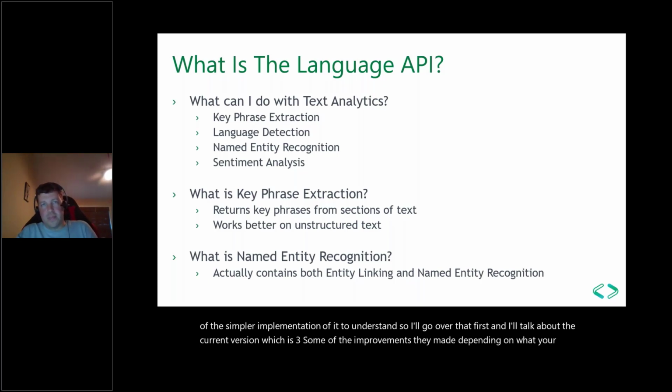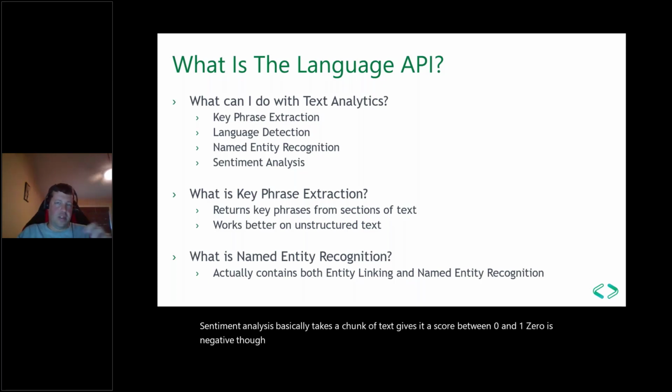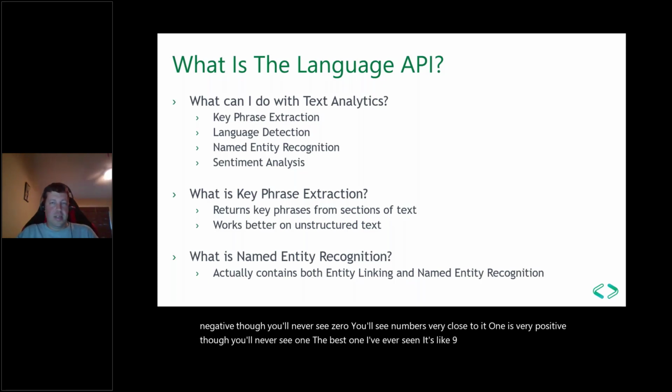Sentiment analysis basically takes a chunk of text and gives it a score between 0 and 1. 0 is negative, though you'll never see 0. You'll see numbers very close to it. 1 is very positive, though you'll never see 1. I think the best one I've ever seen is like 0.9997 something. And then you can drive workflows off that.